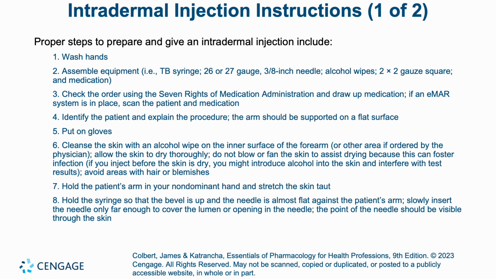8. Hold the syringe so that the bevel is up and the needle is almost flat against the patient's arm. Slowly insert the needle only far enough to cover the lumen or opening in the needle. The point of the needle should be visible through the skin. So this tells you just how shallow these intradermal injections are.